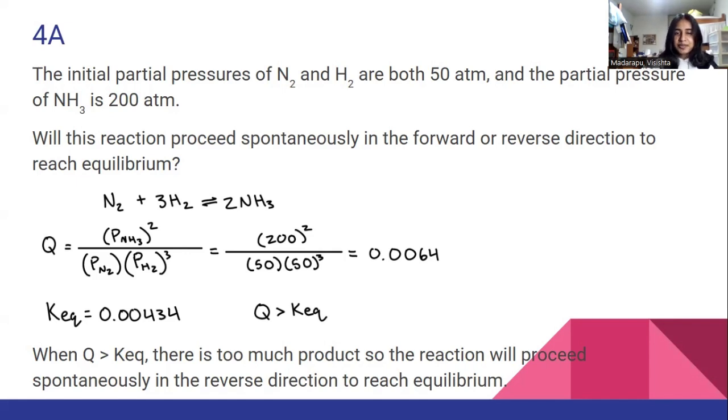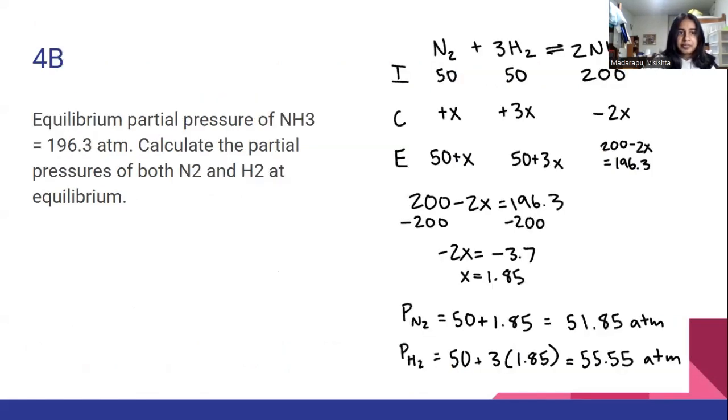Will this reaction proceed spontaneously in the forward or reverse direction to reach equilibrium? So first we have to find Q, and we do that by doing the pressure of the products divided by the pressure of the reactant, which gets us 0.0064. And since the equilibrium pressure is 0.00434, Q is greater than equilibrium, so there's too much product, so the reaction will proceed spontaneously in the reverse direction to reach equilibrium.